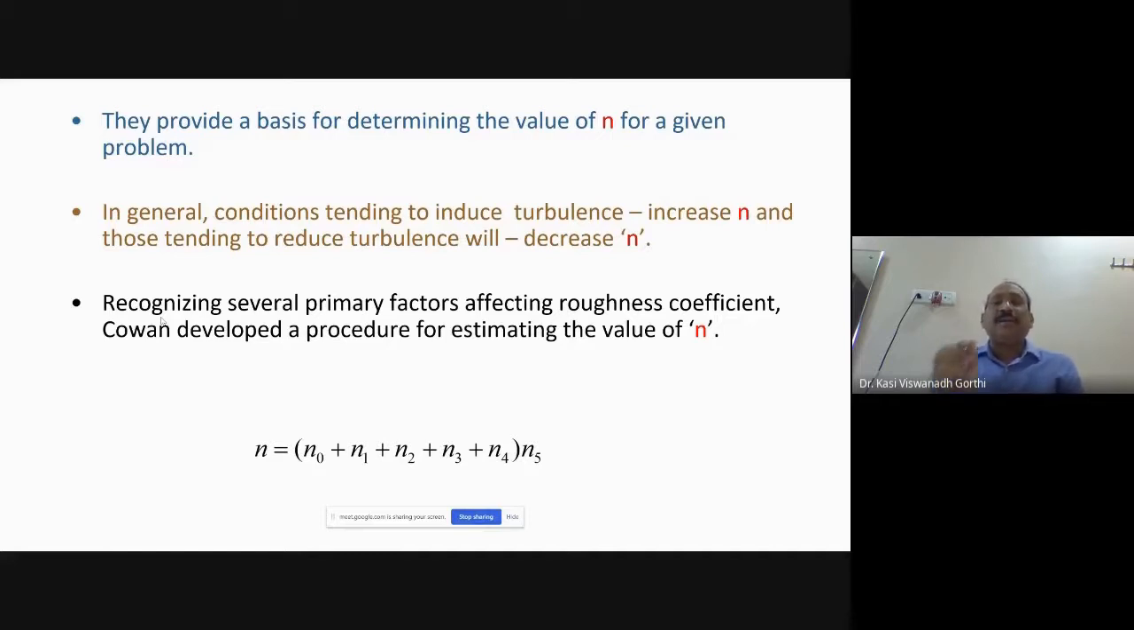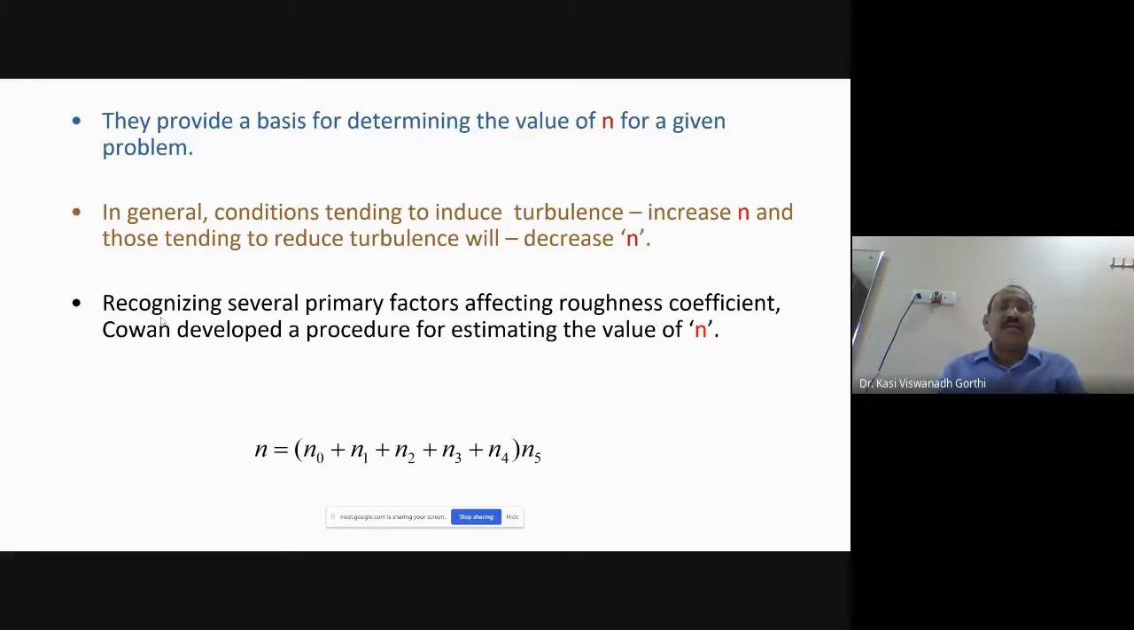You see, the formula appears to be so simple. V is equal to 1 by n, R power 2/3, S power half, the Manning's formula. Similarly, the Chezy's formula, V is equal to C into square root of RS. But getting the value of these coefficients is very, very important. So many parameters will influence the value of n, as we have seen now. So in general, conditions tending to induce turbulence will increase the value of n. Those tending to reduce turbulence will decrease the value of the resistance. That is why it is called Manning's resistance coefficient.